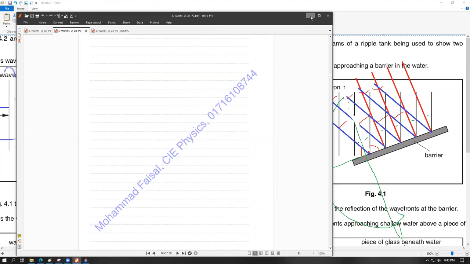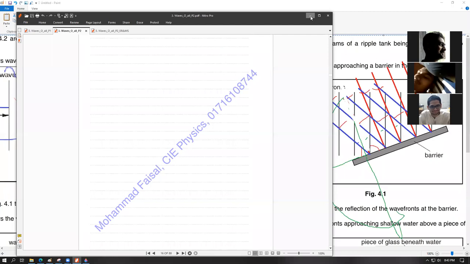Absolutely true. Noise is random and music has a rhythm or repeatability. Or in layman's terms, noise is unpleasant or disturbing and music is pleasant. Yes, sir. That also works. Okay, so that was one thing.